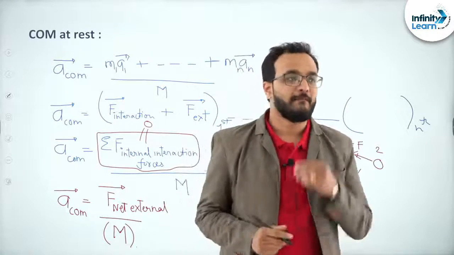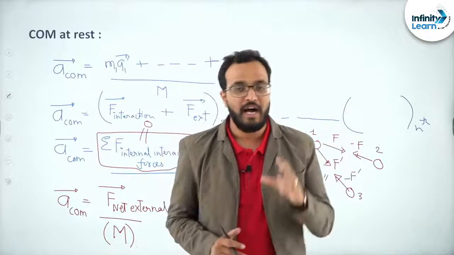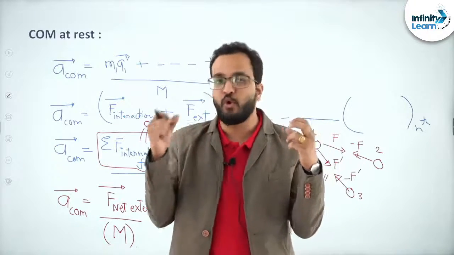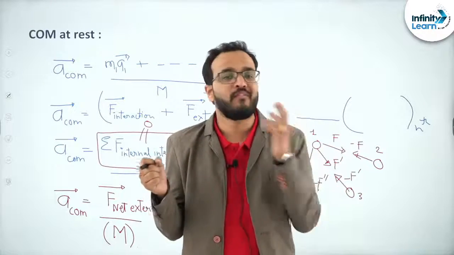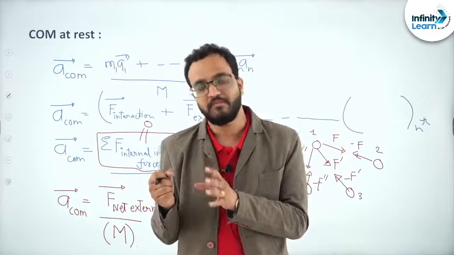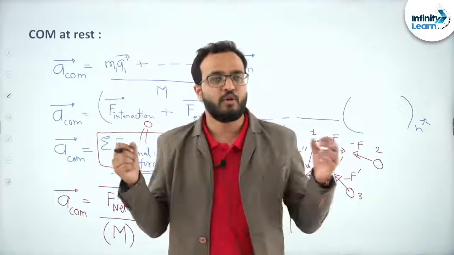Let me make it very clear. For example, I have one electron and one proton, right? So what's going to happen? The center of mass of the electron and proton will definitely lie towards the proton, right? Like this, closer to the proton.